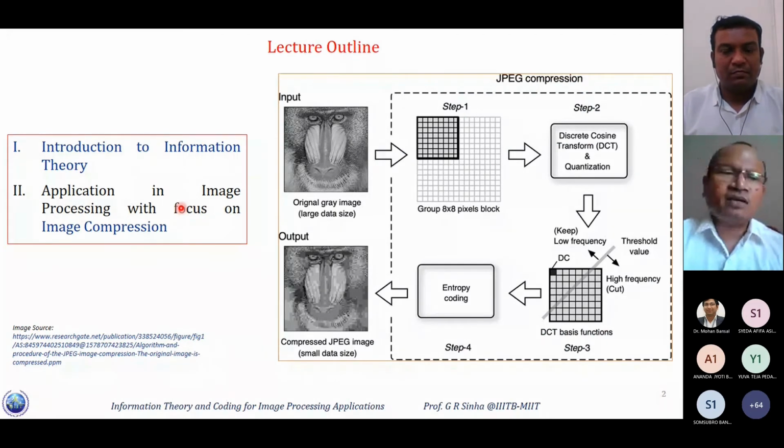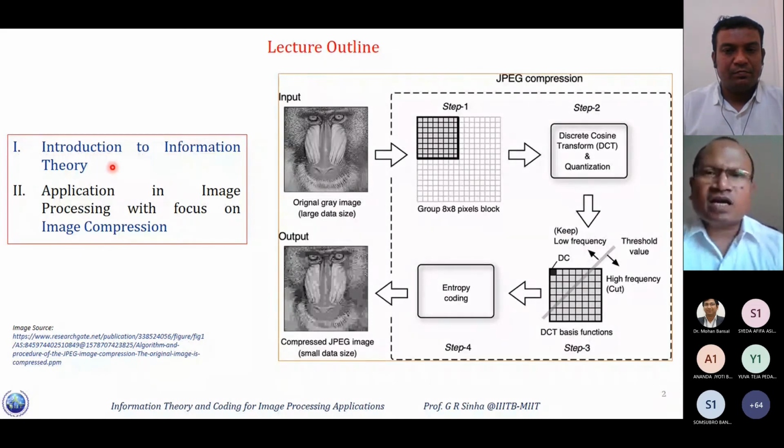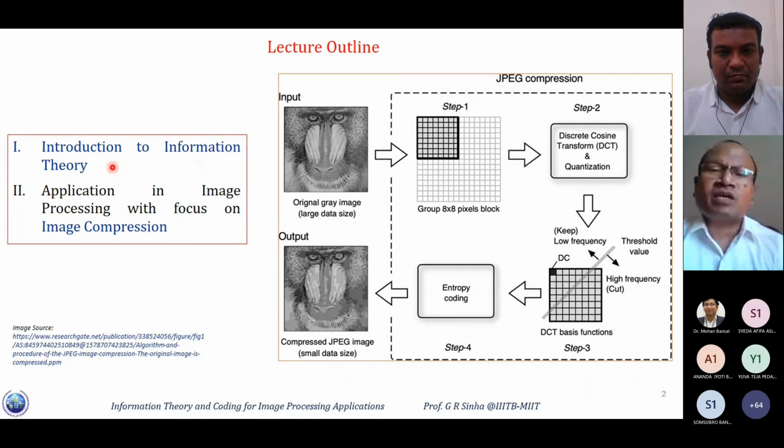So this lecture has been divided into two important parts. One, I'll be talking about an introduction to information theory and coding very briefly, because I believe that you have already studied this course. And second, I'll be highlighting the importance of information theory and coding in image processing applications. It is not only used in image processing applications, as I told you, it's very useful in all data communication, in all data processing, in signal processing, in communication tasks. But I will highlight image compression especially.